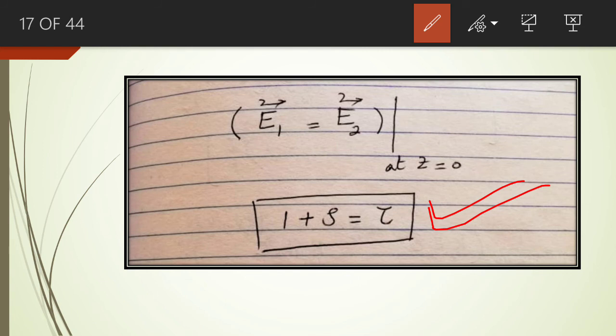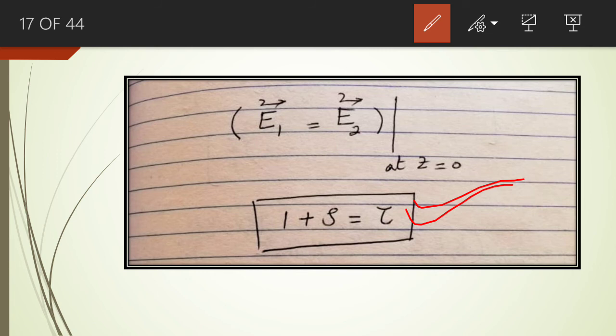So E1 will be equal to E2, put the value of Z in E1 and put the value of Z in E2 and then simplify this equation, and the simplification of this equation results in this particular equation, which is 1 plus rho is equal to tau.